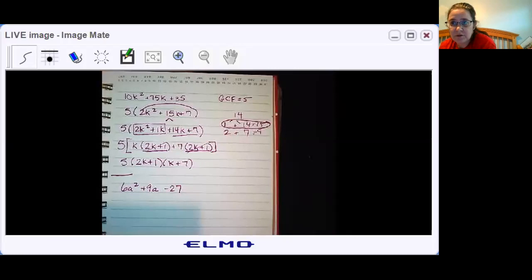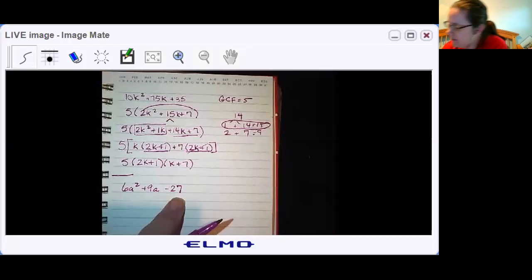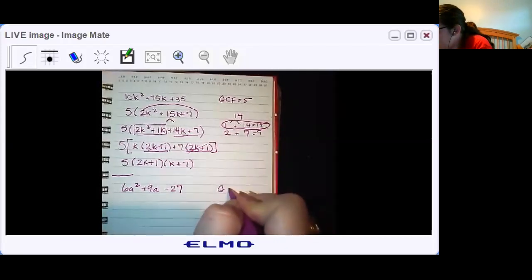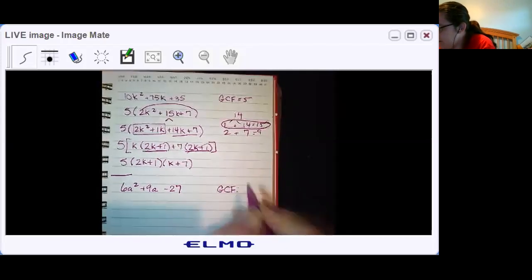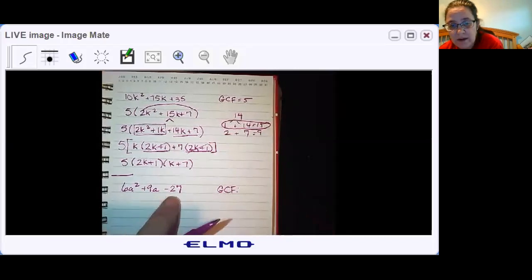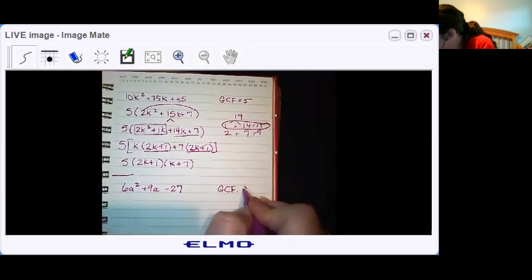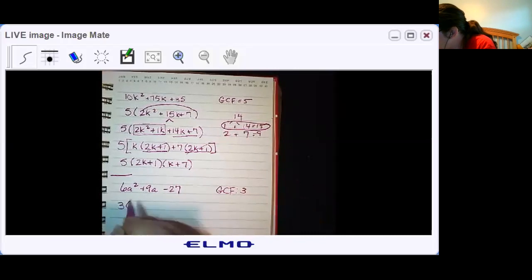All right, so now that you started the video back, and I didn't waste 5 minutes of dead space so you could get it done, let's look at what we have here. 6, 9, and 27 can't be divided by 2 because they're not even, but they can all be divided by 3. So we're going to pull out a 3.